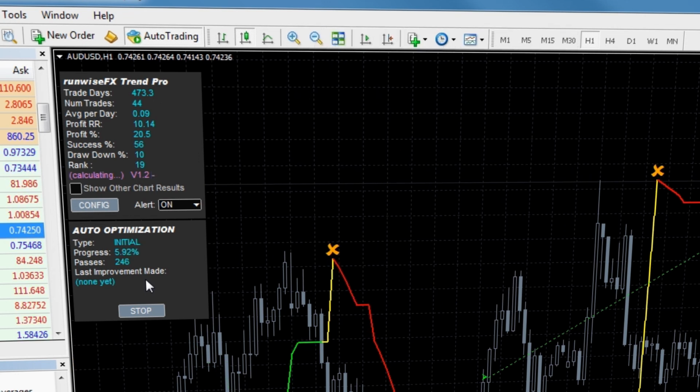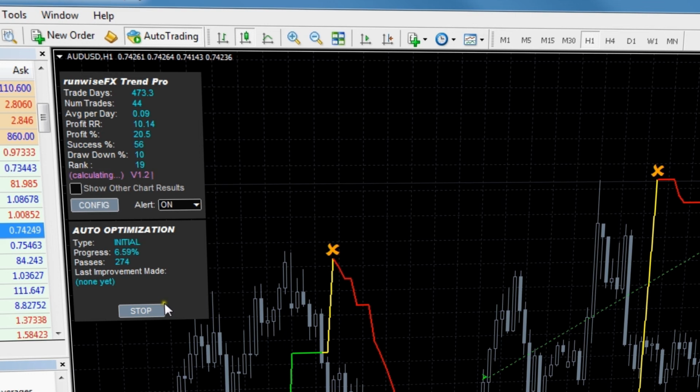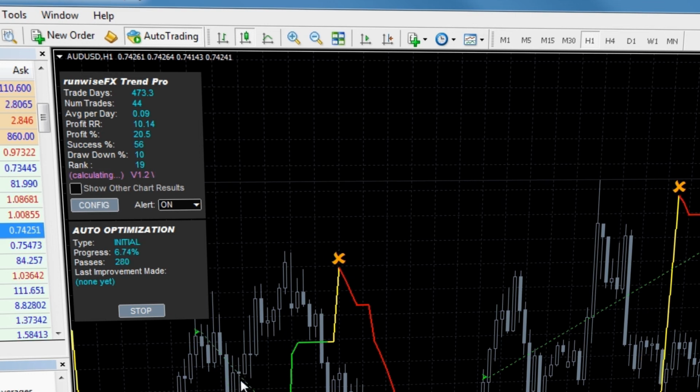And this takes about 20 to 30 minutes to run. But once it's done this, it'll save it to file. So it'll then save it to file for the symbol and period, so you won't have to go through this again.